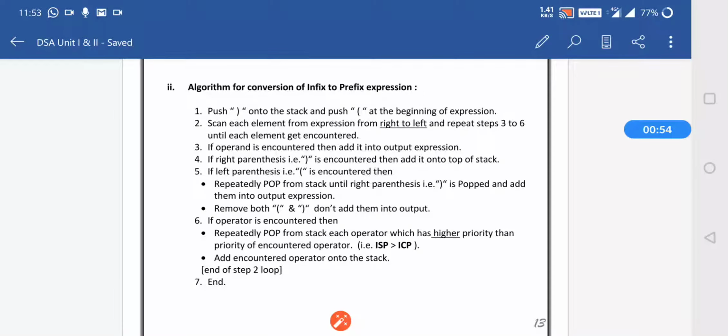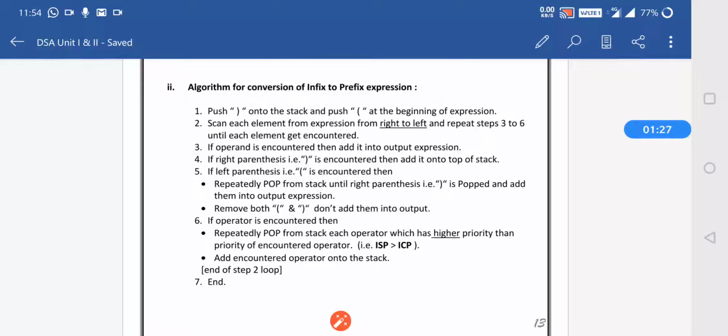Now as we are dealing with conversion of infix to prefix expression, we will scan the elements of the expression from right to left. In infix to postfix, we scanned the expression from left to right, but when we are converting the expression from infix to prefix, we will scan the elements from right to left. And after scanning, we will be visiting each and every element of the expression and we will repeat the steps as below.